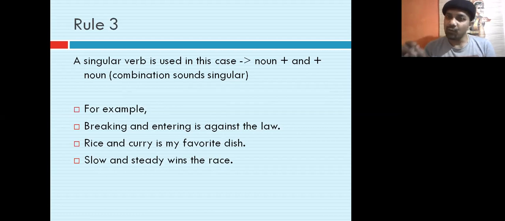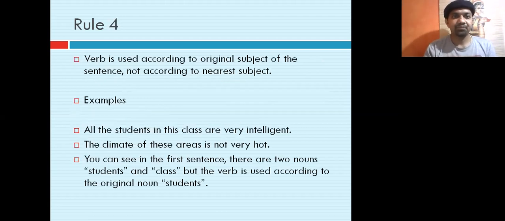Slow and steady wins the race. Slow and steady is a unit. The action is interesting, slow and steady is together. So it can be considered singular. In that sense, the singular form of wins is used. Slow and steady wins the race.